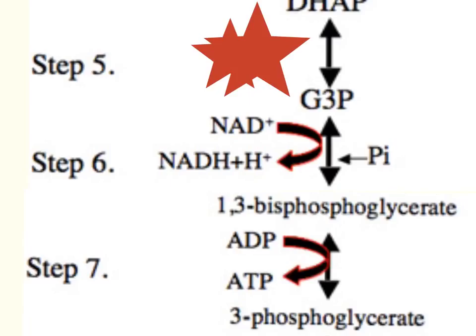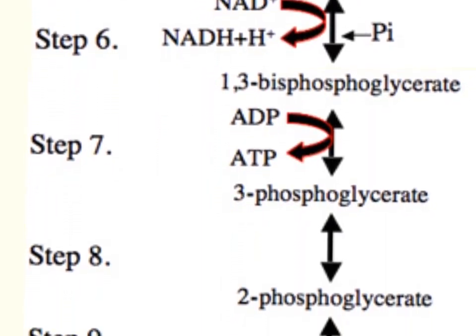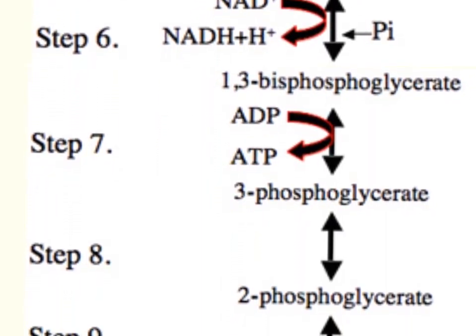1,3-biphosphoglycerate. A phosphate group from 1,3-biphosphoglycerate is given up to ADP, converting it to ATP. When the phosphate is removed, the molecule becomes 3-phosphoglycerate. By this time, 2 ATP have been formed, one from each G3P. Thus, the original energy investment of 2 ATP has been paid off.